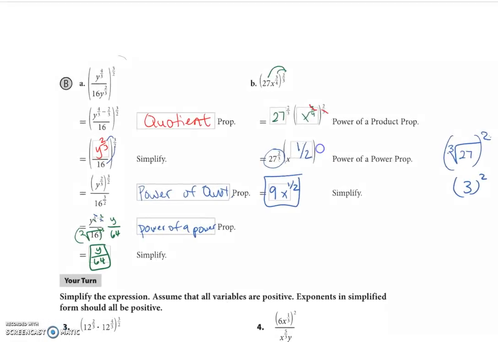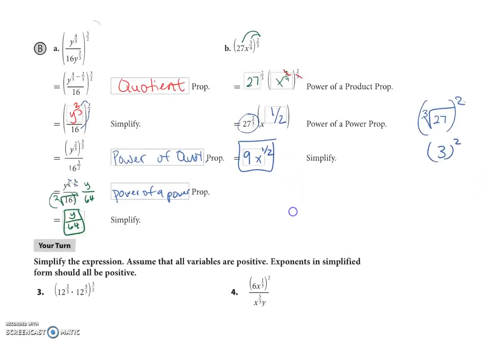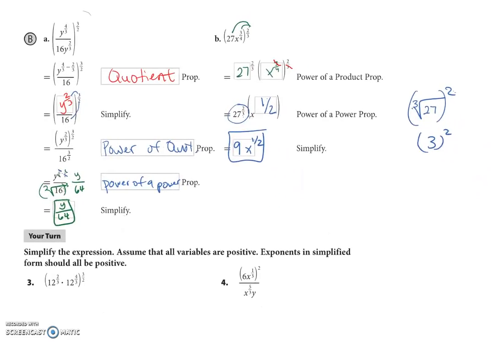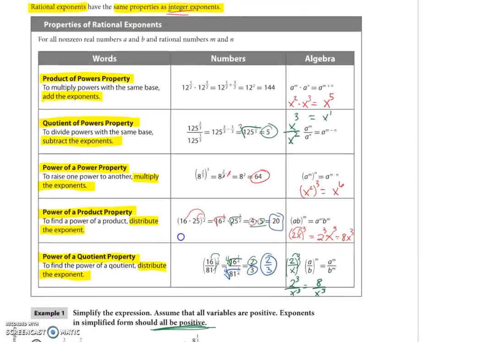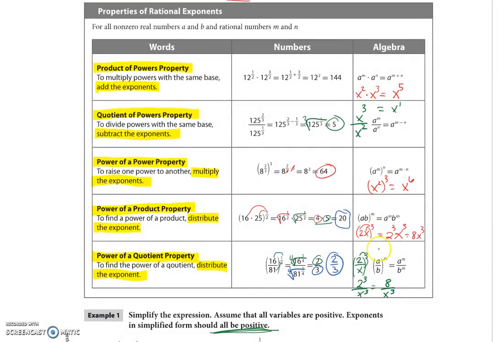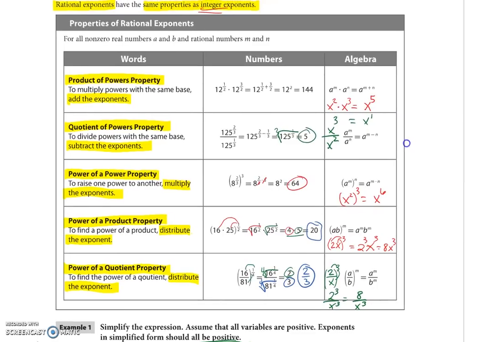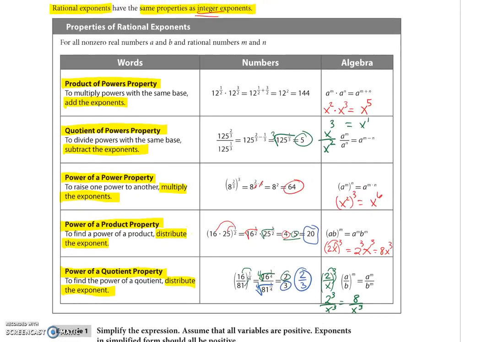So I'm going to leave your turn 3 and 4 up to you guys. If you need to, go back to the chart we created, and you should have written down these over here. These are properties that you should have seen before. Now we're just applying them to rational exponents. So good luck, guys.